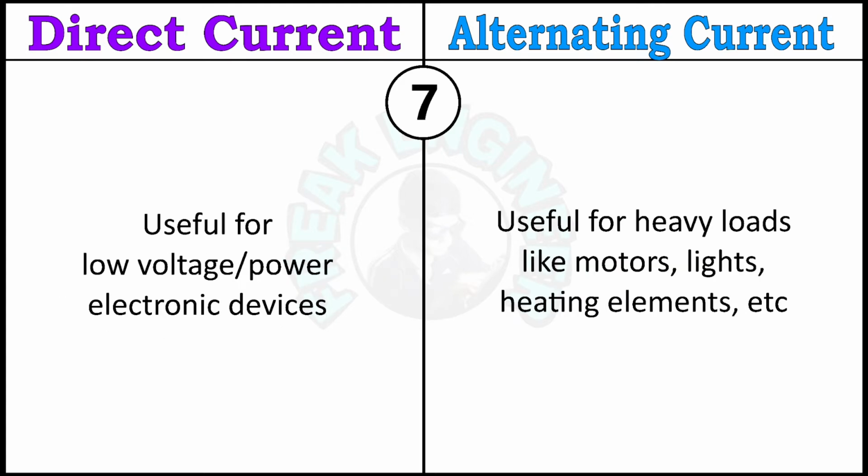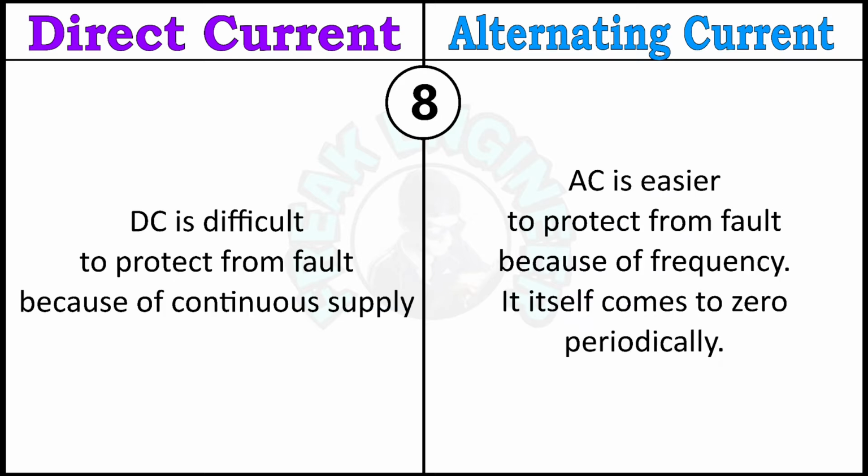Number 7. Direct current is useful for low power electronic devices, and alternating current is useful for heavy loads like motors, lights, heating elements, etc. Number 8. DC is difficult to protect from fault because of continuous supply, and AC is easier to protect from fault because of frequency. It itself comes to zero periodically.